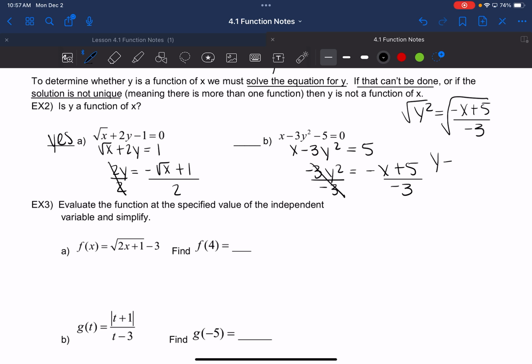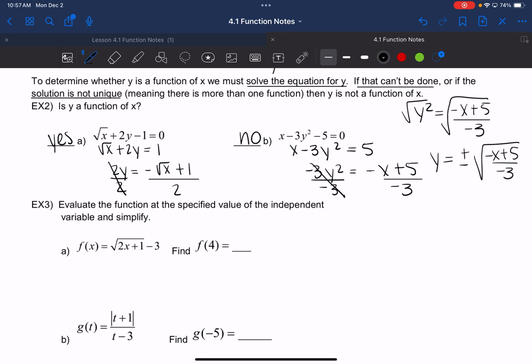So when I came up with my answer here, I got y equals positive square root of negative x plus 5 over negative 3. And I also got negative square root of negative x plus 5 over negative 3. So is this one a function? No. Why not? Two answers, right? Not a unique solution. Good.